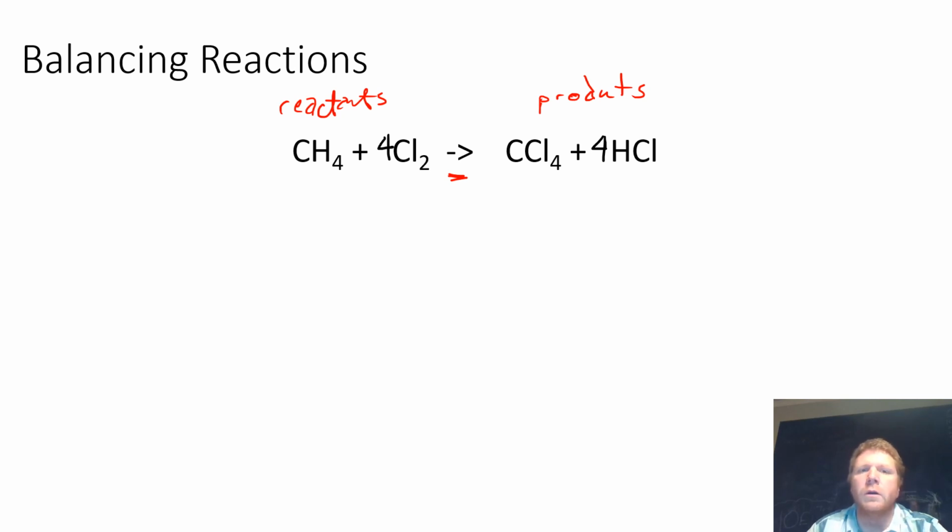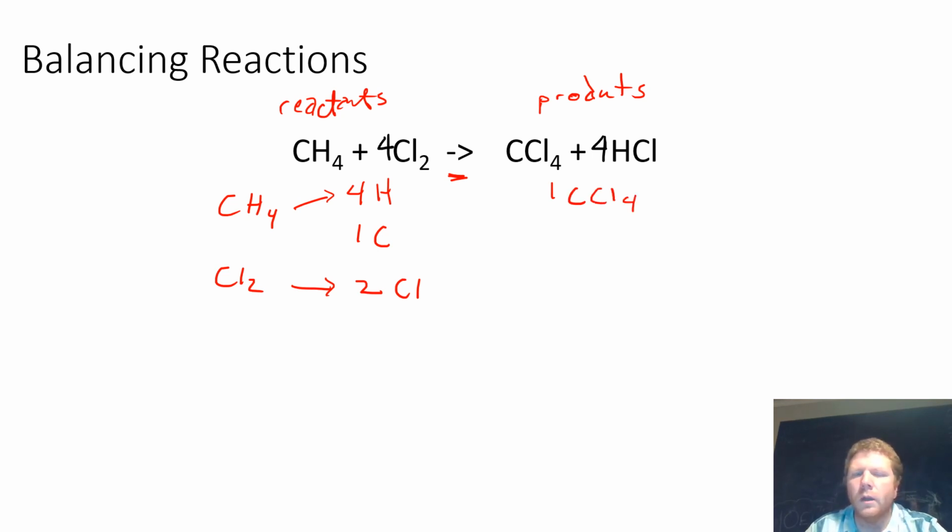Okay, so on the left-hand side, we have two different reactants, CH4 and Cl2. Now if we break that out a little bit, what we have is 4H and 1C, and we've also got 2Cl. Okay, on our product side, we have CCl4 and HCl. So what that means is we've got 1C and 4Cl, and we've also got 1H and 1Cl.